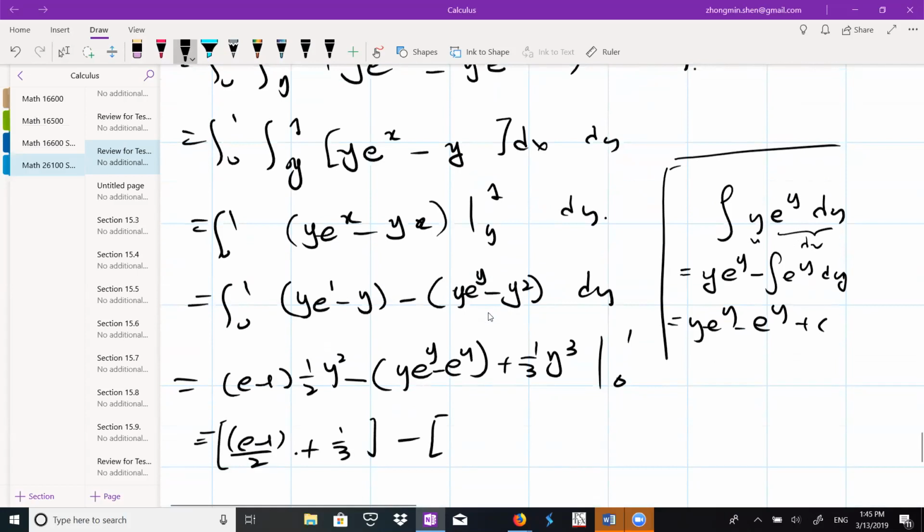The second part, you plug 0 for y. That's going to be 0. y is 0 squared, 0, minus 0 times e to the y, 0. Then plus e to the 0, it's 1. Okay. So that is the answer.